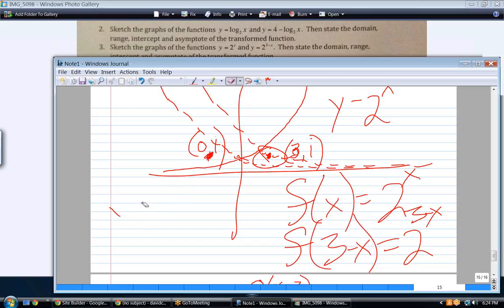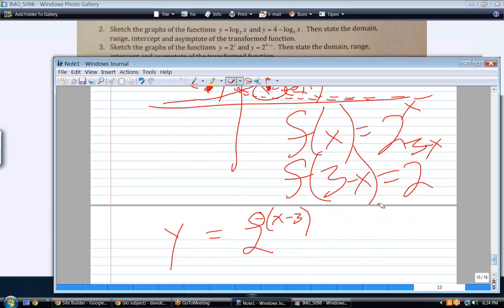So checking to make sure you've done it correctly is extremely important on this because you saw how iffy this was. In other words, I had to take 2 to the 3 minus x and change it to 2 to the (minus x minus 3).